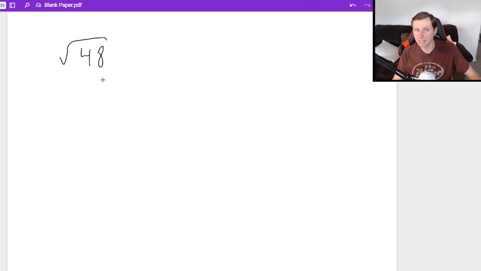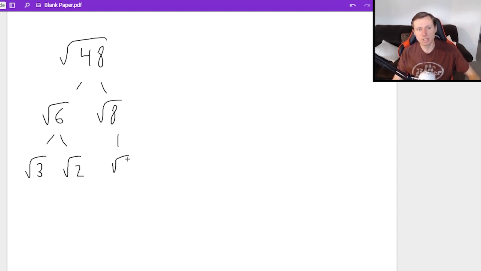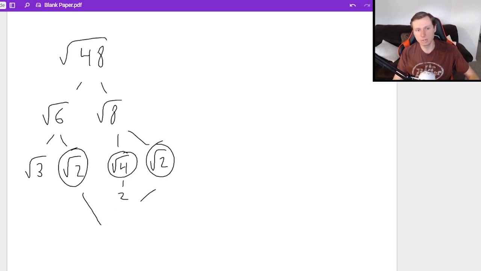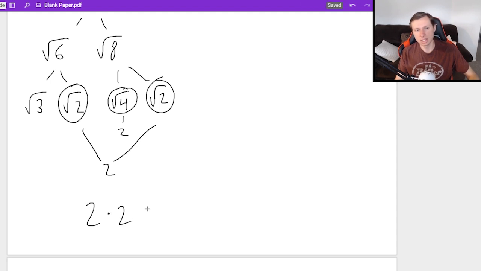Root 48. Well, root 48 can break up into 6 times 8 is 48. So root 6 times root 8. Root 6 breaks up into root 3 and root 2. Root 8 breaks up into root 4 and root 2. Notice I've got a square right there. That's 2. And it looks like I've also got a pair. These two together will make 2. So look at this. I've got 2 2's outside of my square root. And then the square root of 3 right here is still inside the square root.